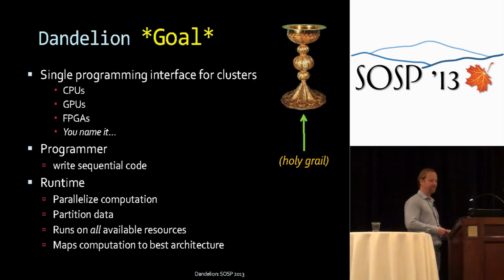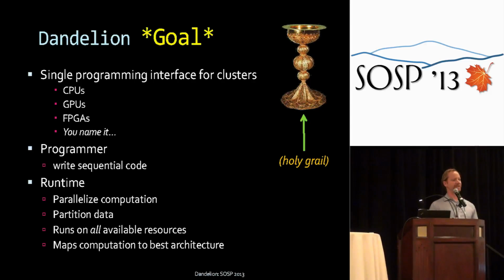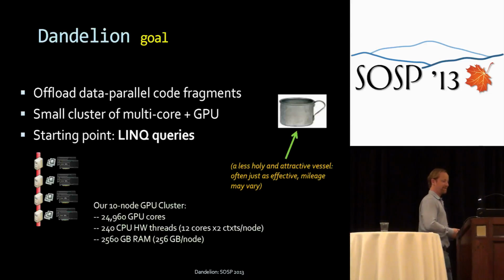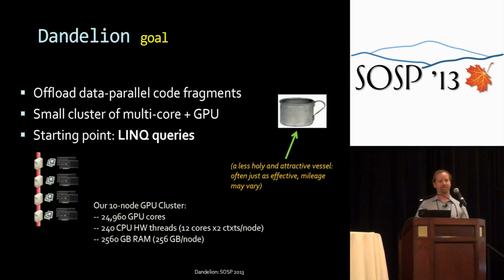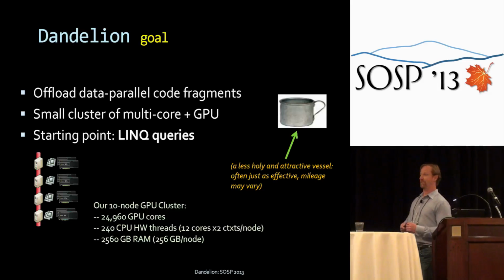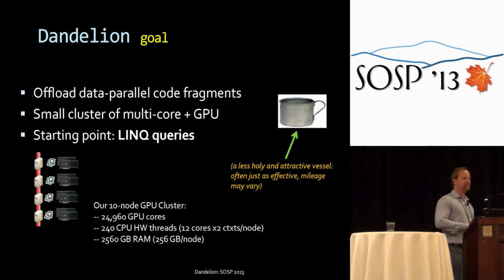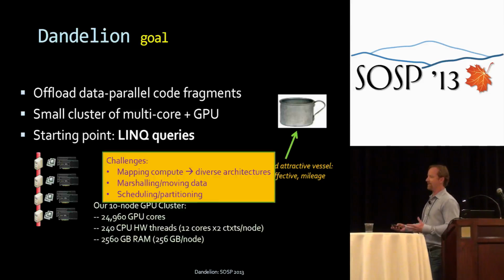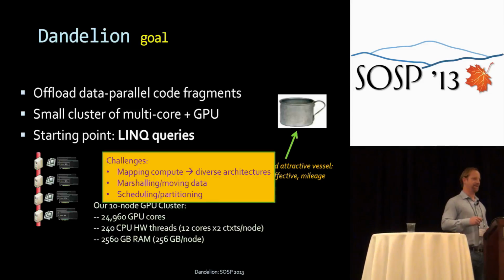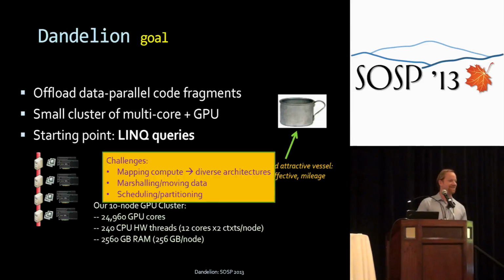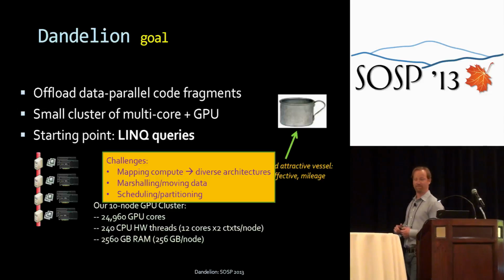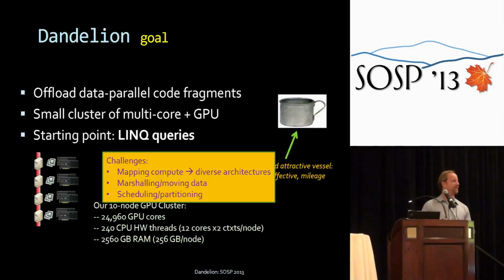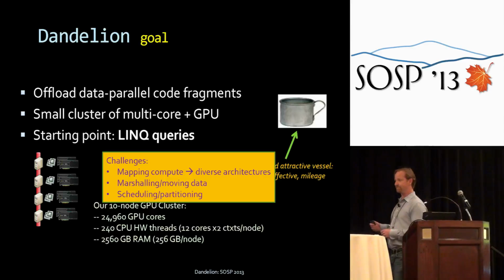Now, while this holy grail version of the problem statement is a very good way of understanding what we're trying to do, what we're actually doing in the system that I'm going to tell you about today is somewhat more modest. The current Dandelion prototype offloads data parallel code fragments to a small cluster of GPUs and CPUs. And the starting point for our line of inquiry was to focus on LINQ, and I'll have a little bit more to say about that shortly. Now, while relative to the last slide, this might seem like a very modest goal, it's actually still quite ambitious. There are a lot of challenges that arise, particularly around mapping the compute to diverse architectures, marshalling and moving data, scheduling. And in today's talk, I'm going to give you a sense of how we address some of these challenges.